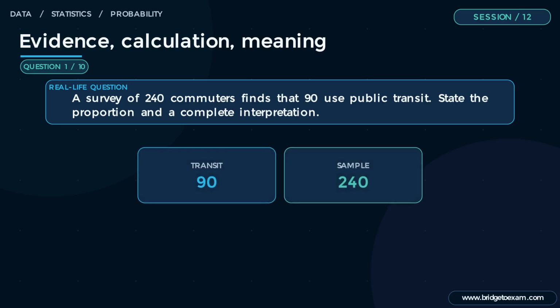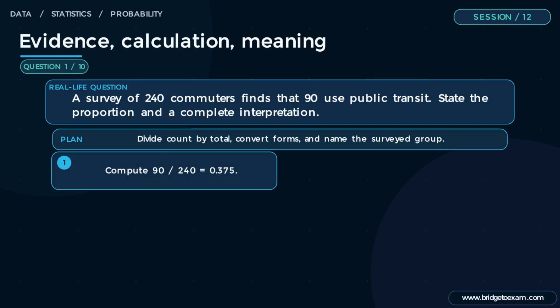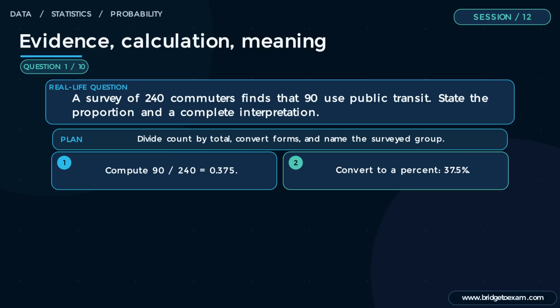The key quantities are organized before the arithmetic begins. Plan, divide count by total, convert forms, and name the surveyed group. Step 1. Compute 90 divided by 240 equals 0.375. Step 2. Convert to a percent, 37.5%.